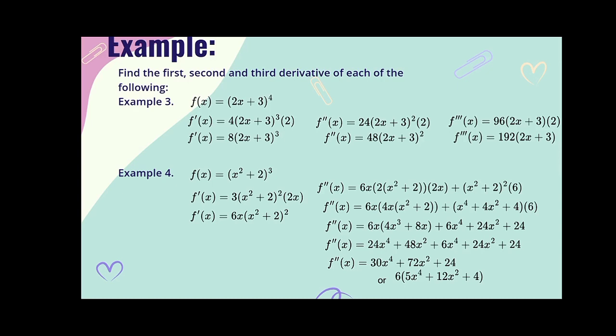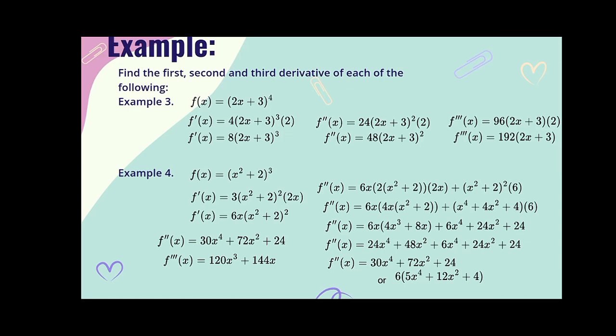So the second derivative in simplest form is equal to 6 times 5x raised to 4 plus 12x raised to 2 plus 4. So that is the second derivative. So in getting the third derivative, we multiply the exponent 4 to the coefficient of x, which is 30. So 4 times 30 is equal to 120. Then we subtract the exponent 4 by 1. So 4 minus 1 is equal to 3. So the derivative of 30x raised to 4 is equal to 120x raised to 3.